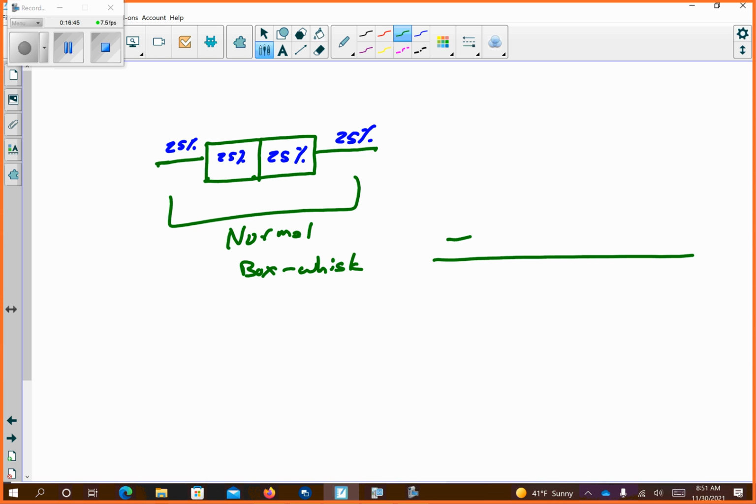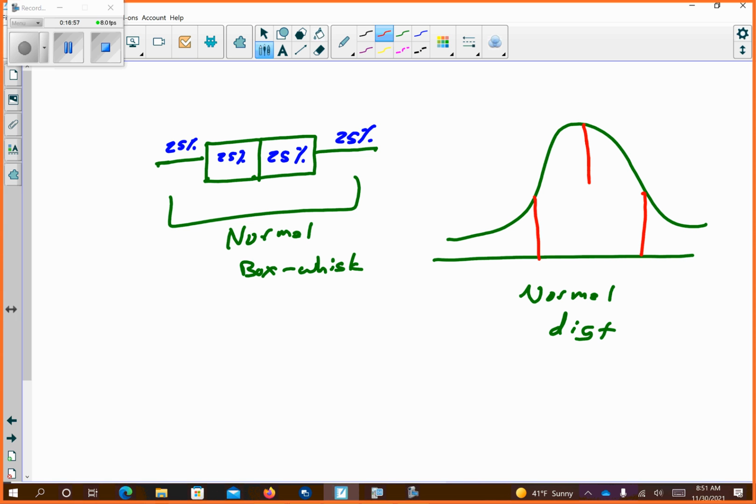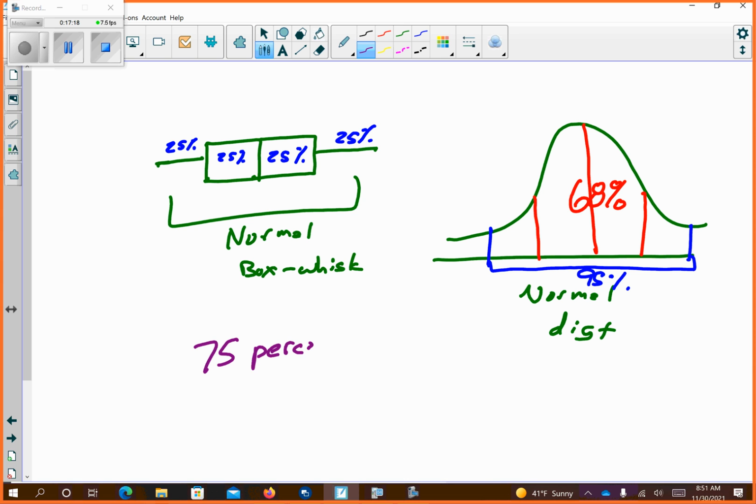So that means, okay, let's say we have a normal distribution. Things you know about the normal distribution is 68% of all data fits in between here. If I go a second standard deviation, 95% fits there. So if I asked you, how do I find the 75th percentile? This is where the 75th percentile rests, because 75% of my data is to the left of it.